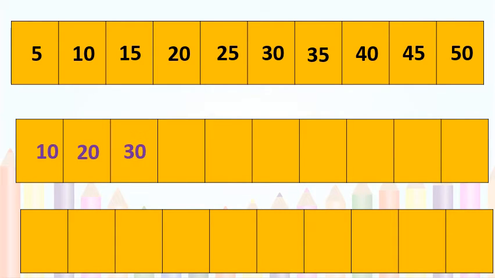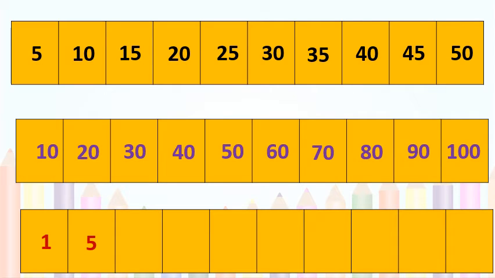10, 20, 30, 40, 50, 60, 70, dash dash dash, which means we don't know. We have to fill this. Okay, now you know, this is very easy. After 70 comes 80, 90 and 100. It is the 10 times table, isn't it? Okay, good.